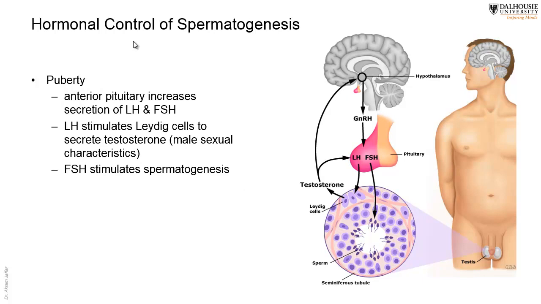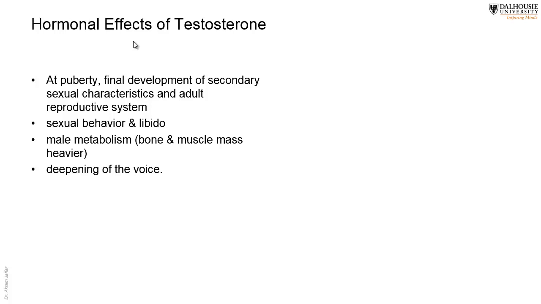This is how spermatogenesis is controlled. I mentioned that earlier. The LH and FSH. LH stimulates the Leydig cells to produce testosterone, and the FSH stimulates spermatogenesis. And the testosterone controls the male secondary sexual characteristics, sexual behavior, male type of metabolism, and deepening of the voice.